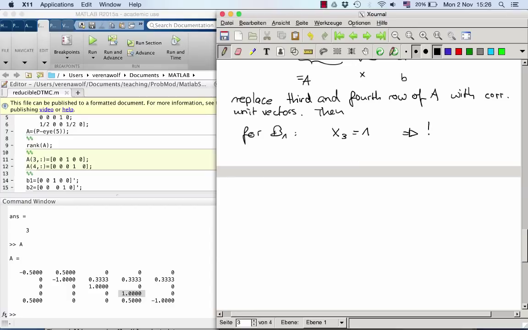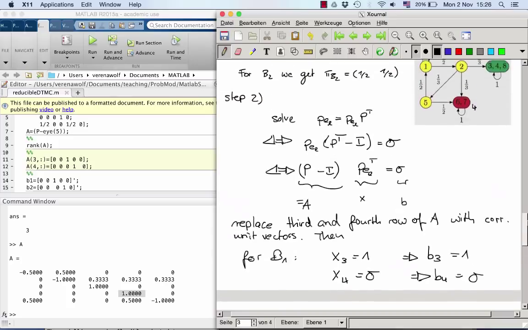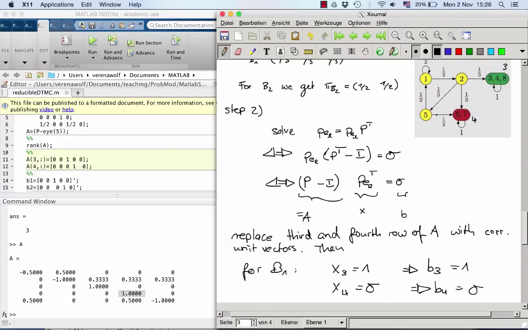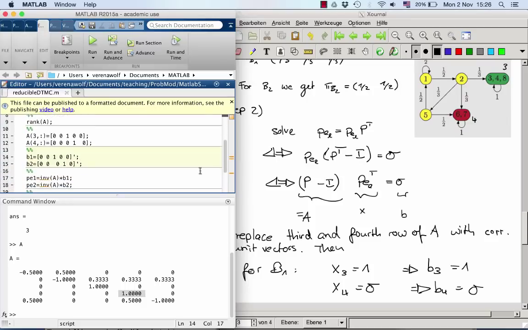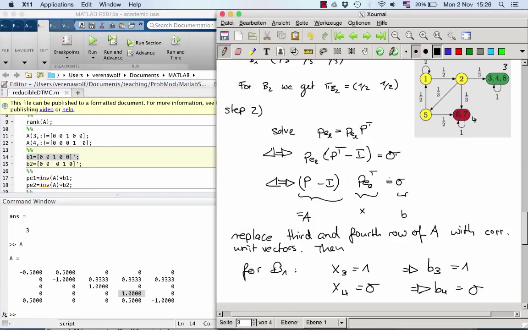Which means that B3 should be 1, and we want that x4 is 0, which means we have to put B4 to 0. This is because from this BSCC you cannot reach this one. And this is exactly what I put here in the MATLAB code. This B vector here has a 1 in the third position and a 0 in the fourth position. And the other zeros are from this equation system here.